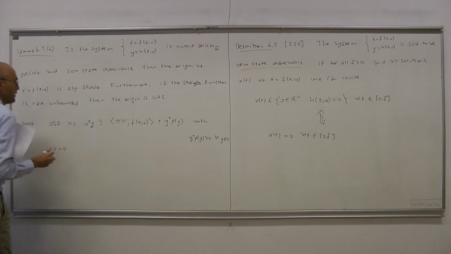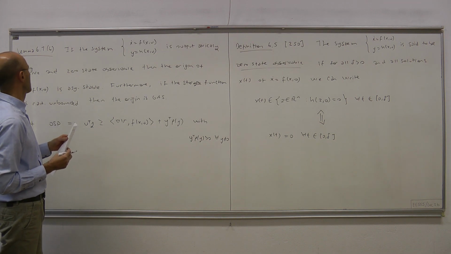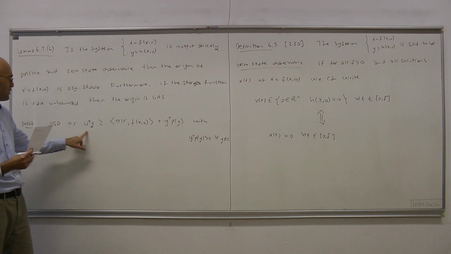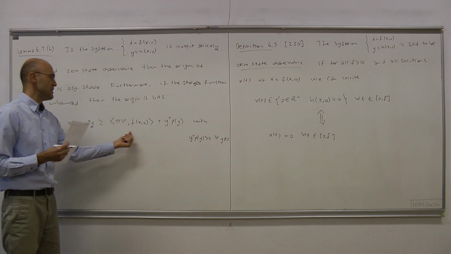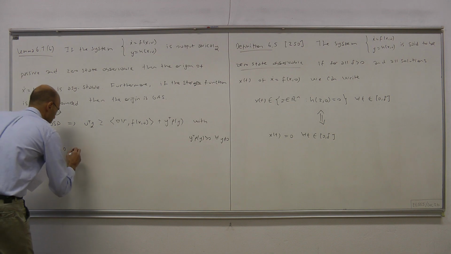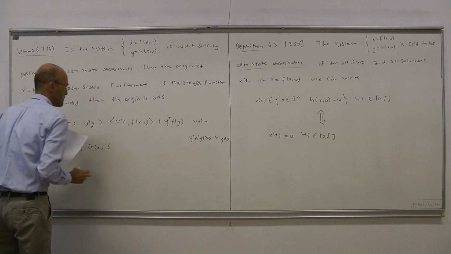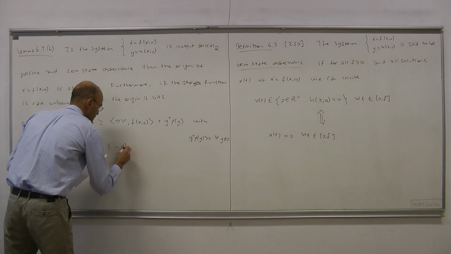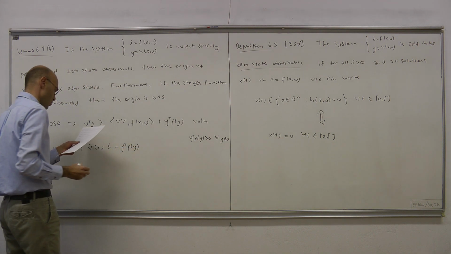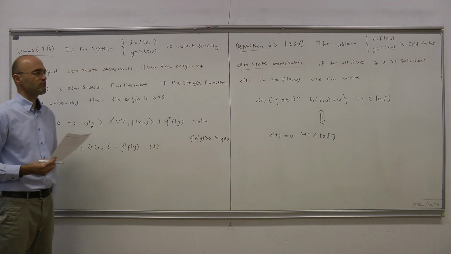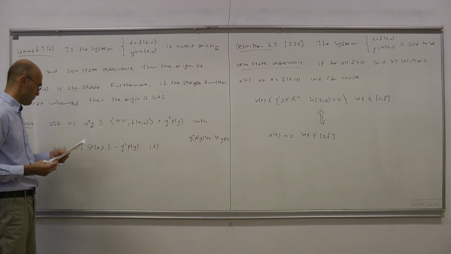And now we're considering the case where the input is 0, u equals 0. When u equals 0, this becomes 0. What we have is V dot less than or equal to minus y transpose rho of y. Okay, this is our inequality 1 for the proof.